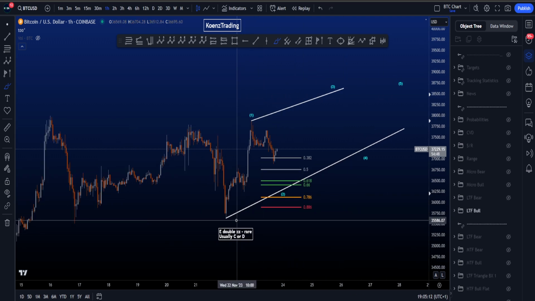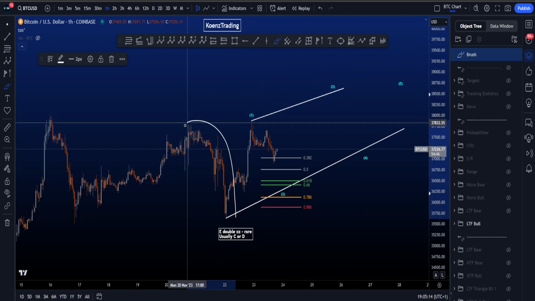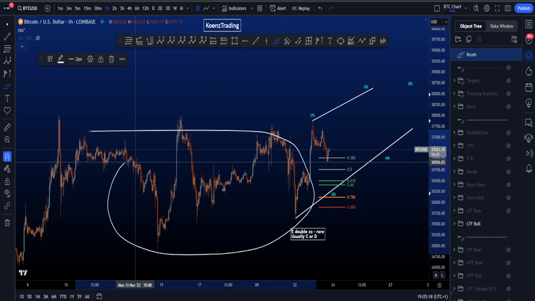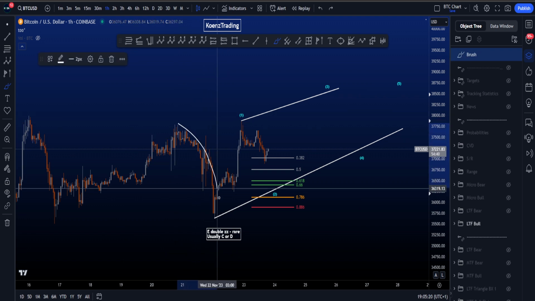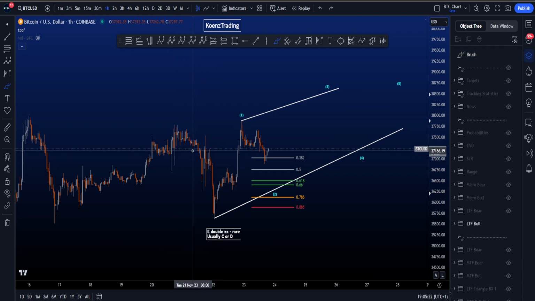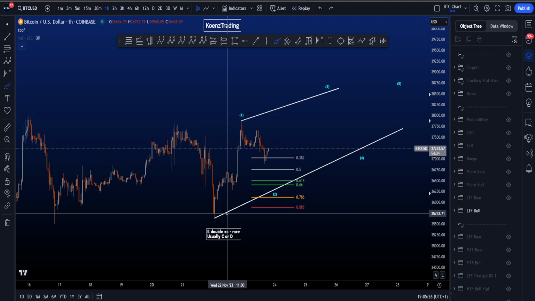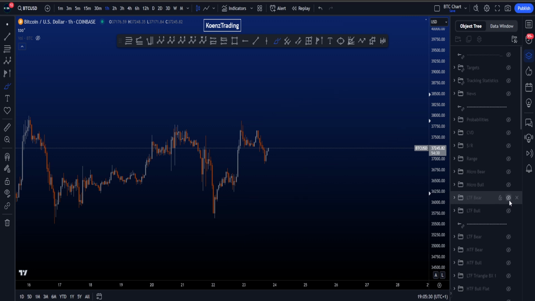However, this scenario does have some lower probabilities, mainly because of this structure over here. If this is a triangle, then wave E in the triangle, the final wave over here, has a double zigzag WXY, and a double zigzag is very rare in a wave E, which therefore lowers the probabilities of this scenario.